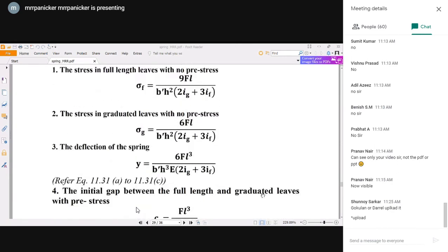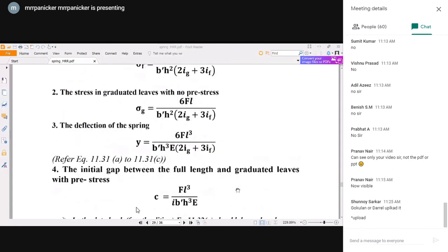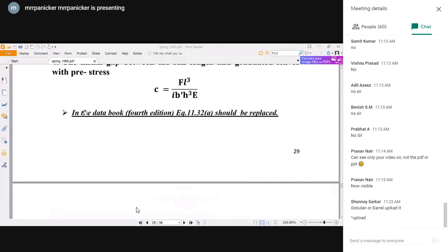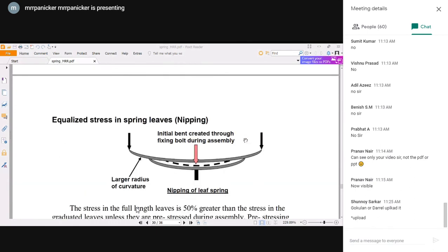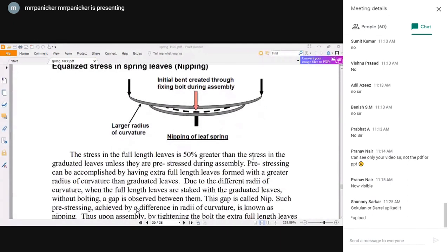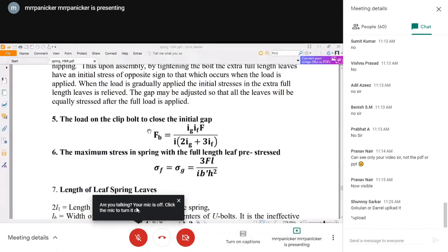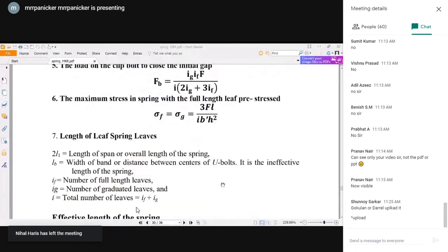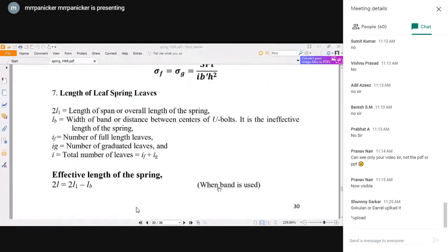So all the equations that are given in the data book are being typed. I made the comment. It should be fourth edition equations. Replacement of equation is there. This is the nipping, initial gap, the force that is to close the gap, same stress, then the length.